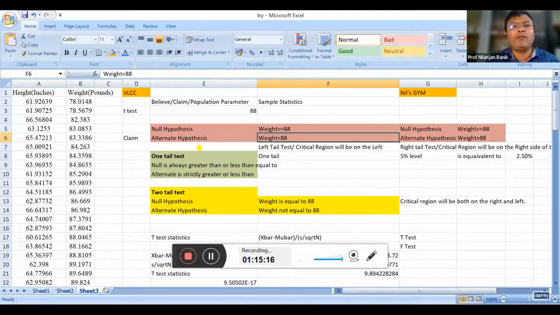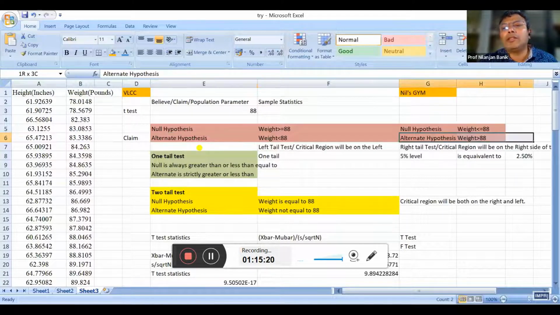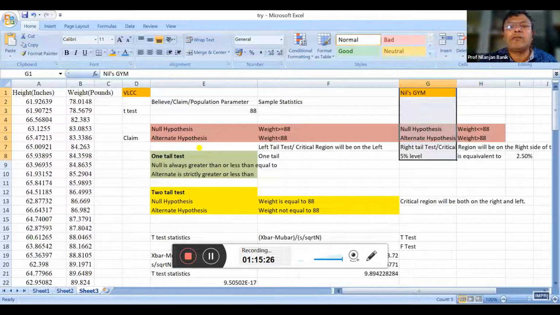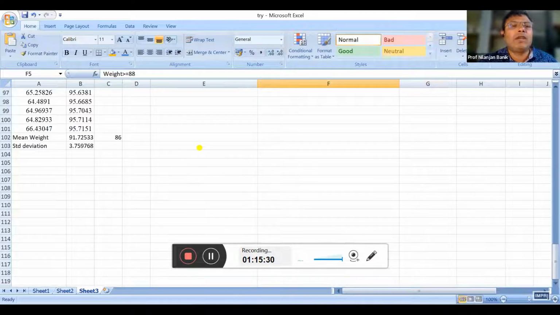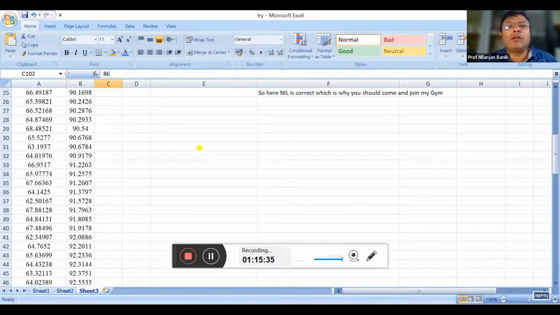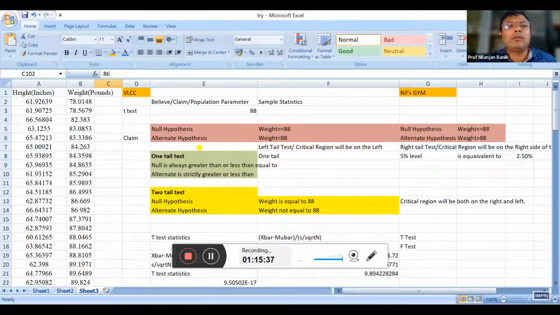Okay, so if I were VLCC, I would take this side. If I were Neil, I would have taken this. In the previous case, I said that Neil was correct because what VLCC is claiming is not correct. Let's say we have got another sample where I've got a mean weight of 86. Then of course the VLCC claim is going to be correct. So that's the fun part.